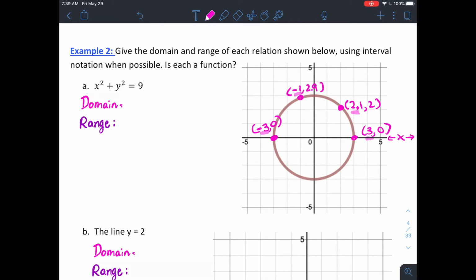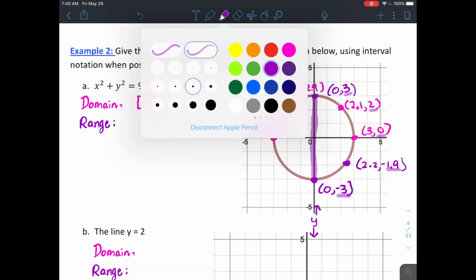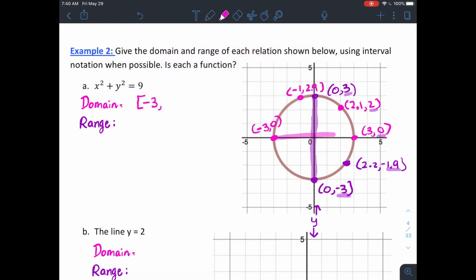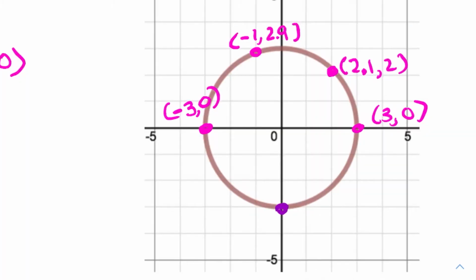My x values stretch left and right as far as my relation goes. So in this one, my littlest x value is -3, and my biggest is +3. So my domain is from -3 to +3, and I do have points that include -3 and +3, so I use square brackets. For my range, I am thinking about my y values.